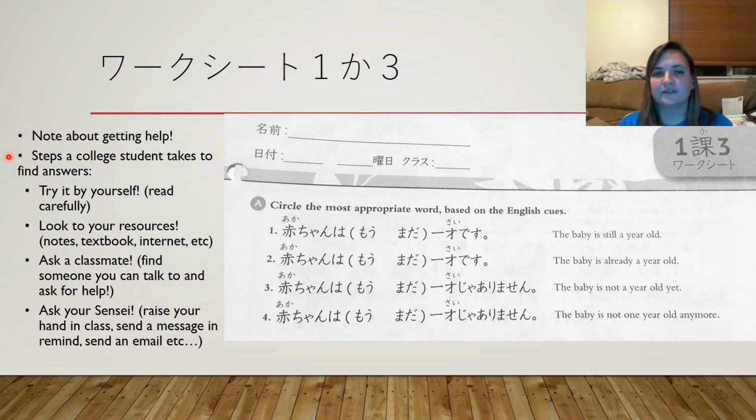And last one, of course, number 4, go ahead and ask your sensei. Okay, so if you just can't figure it out, if you're in class, raise your hand. If not, you can go ahead and send me a message on Remind, or you can send me an email. Just contact me, let me know so I can help you out.